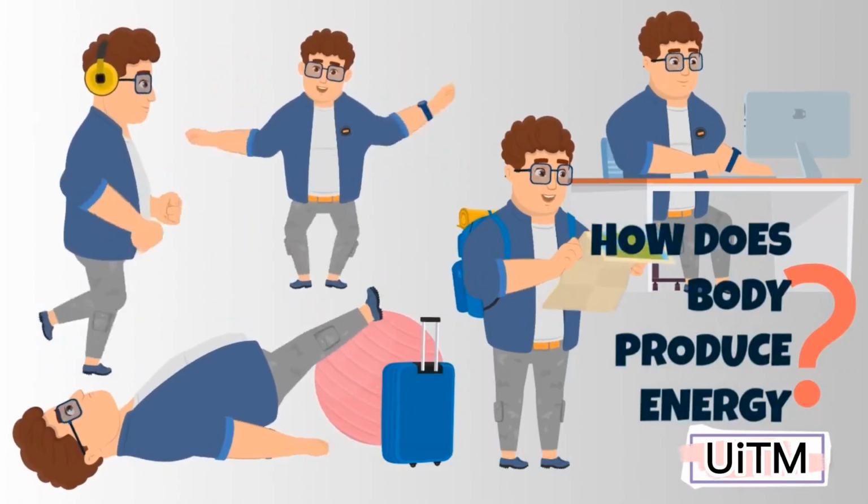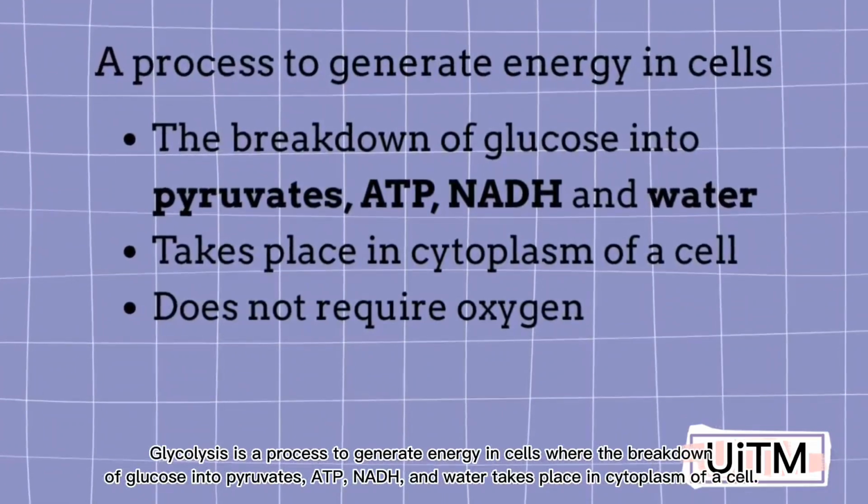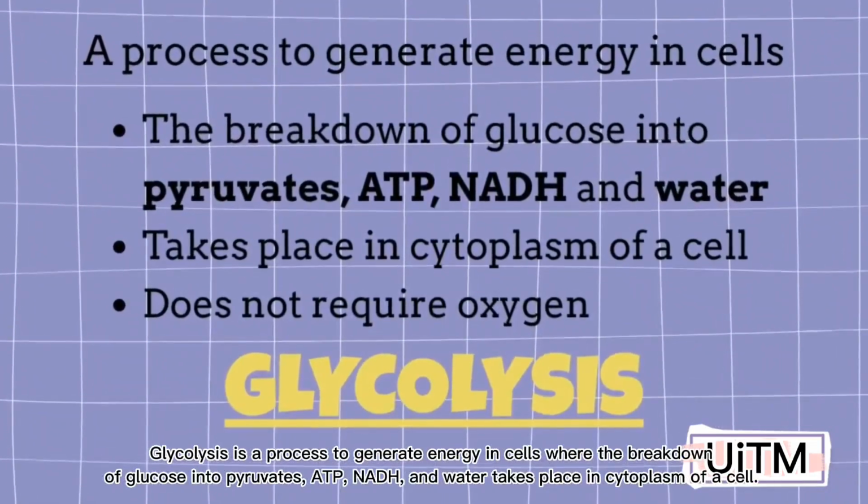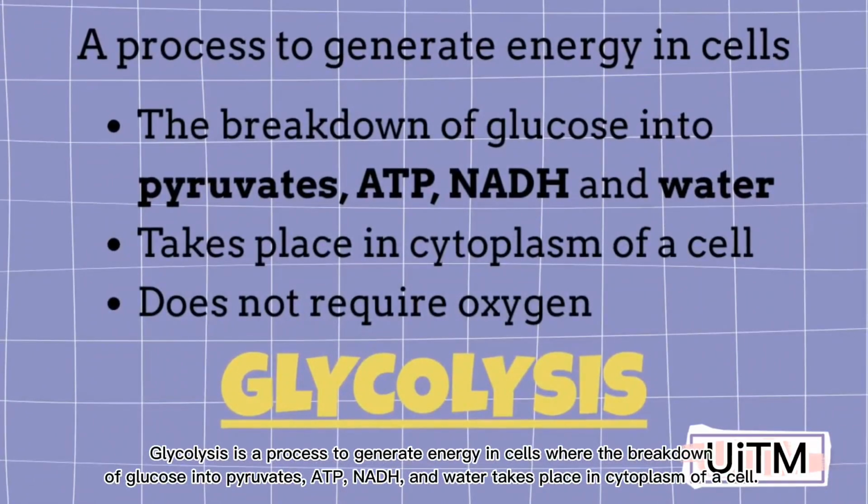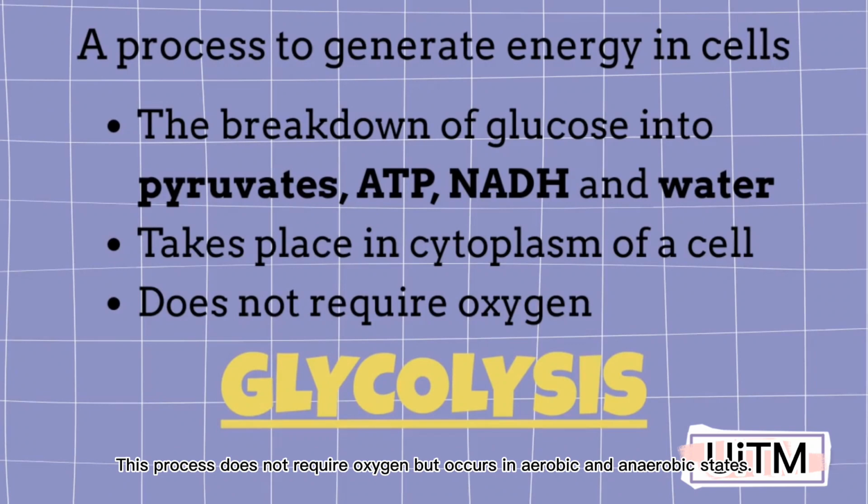Assalamualaikum and hi everyone. Glycolysis is a process to generate energy in cells where the breakdown of glucose into pyruvates, ATP, NADH and water takes place in the cytoplasm of a cell. This process does not require oxygen but occurs in aerobic and anaerobic states.